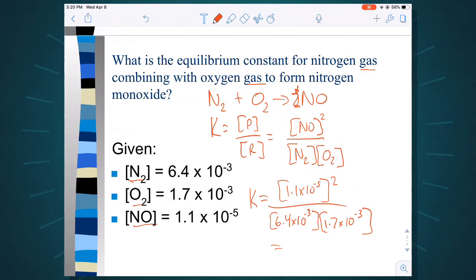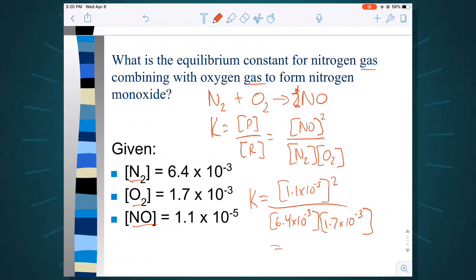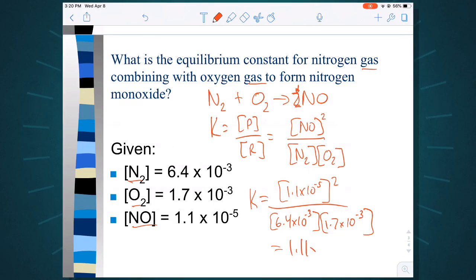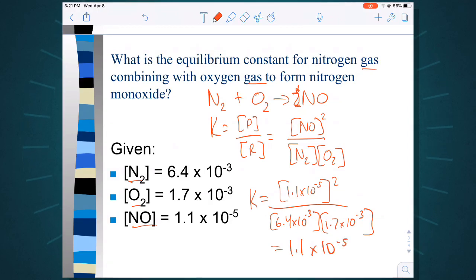And so we could go ahead and put this into our calculators. Let me see if I can pull this up really quick. All right, here it is. So we've got 1.1 times 10 to the negative 5. And we need to square that. Divided by 6.4 times 10 to the negative 3. Divided by 1.7 times 10 to the negative 3. And we get 1.11 times 10, two sig figs, 1.1 times 10 to the negative 5.